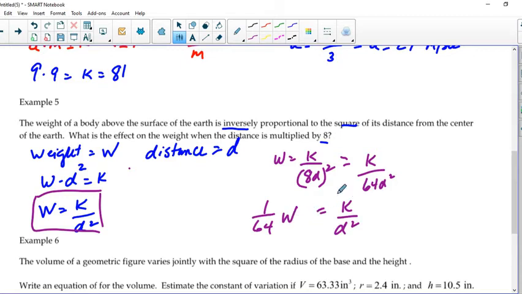So what's the effect? The effect is the weight is divided by 64. If the distance is multiplied by 8, but I'm squaring it, it's really being multiplied by 64. And then I'm going to have a division by 64, right? Because it's inversely proportional.